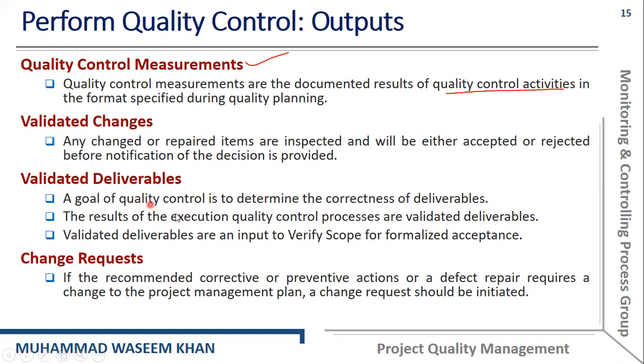Then validated deliverables. When products or services are produced as a result of any project, we need to validate the deliverables. We need to check and investigate the quality of those deliverables and determine whether their quality is according to the planned standards or not. And then we have the change request. If the recommended corrective or preventive actions or a defect repair requires a change to the project management plan, then a change request should be initiated.